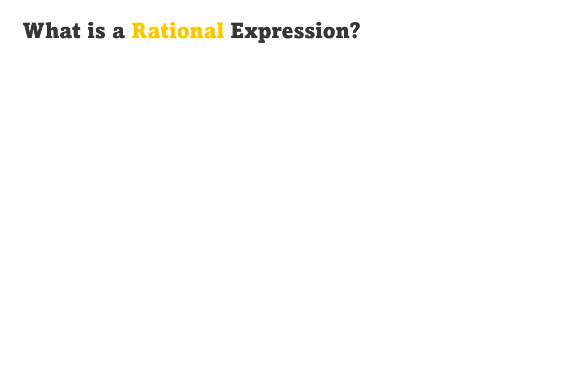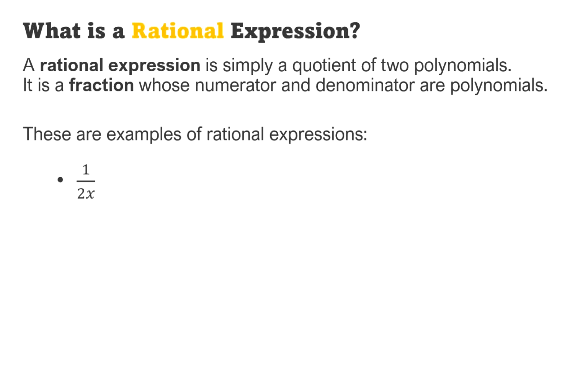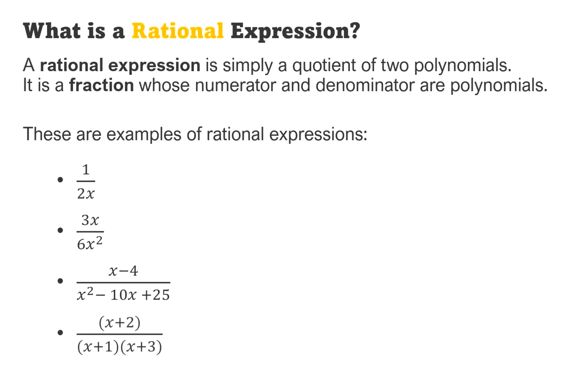Let us proceed dun sa ating lesson. What is a rational expression? A rational expression is simply a quotient of two polynomials. It is a fraction whose numerator and denominator are polynomials. So, these are examples of a rational expression: 1 over 2x, 3x over 6x squared, x minus 4 all over x squared minus 10x plus 25, or quantity x plus 2 all over quantity x plus 1 times quantity x plus 3. So, these are all examples of rational expression.